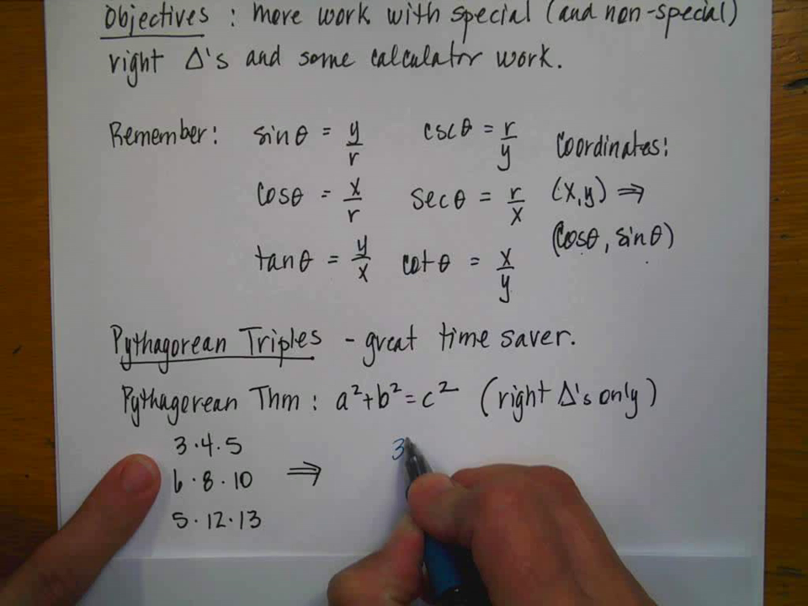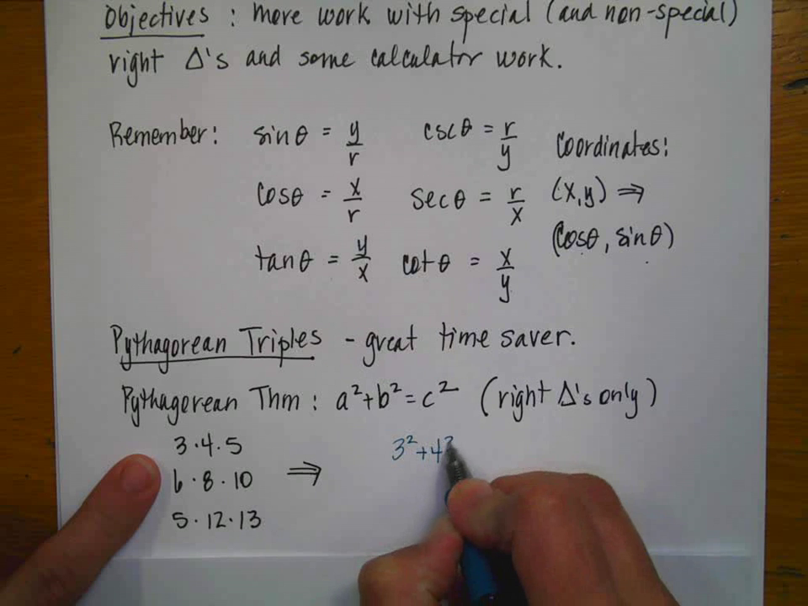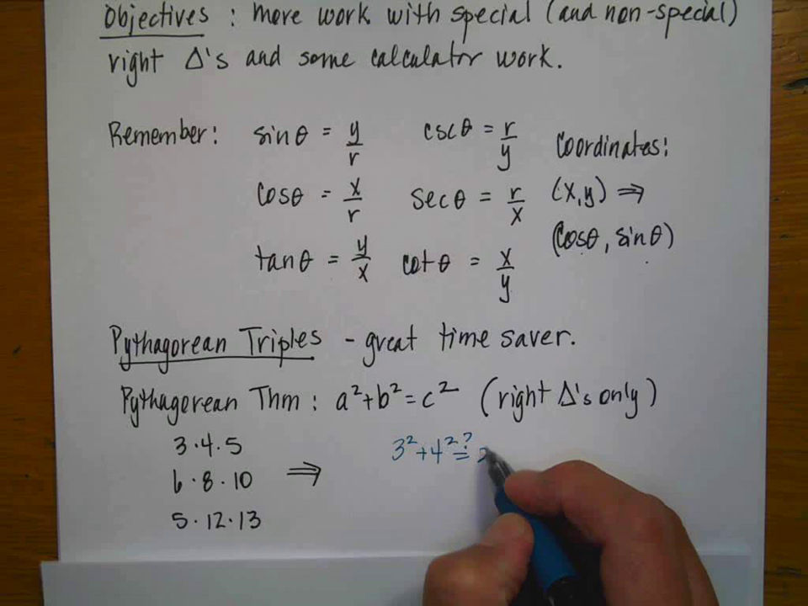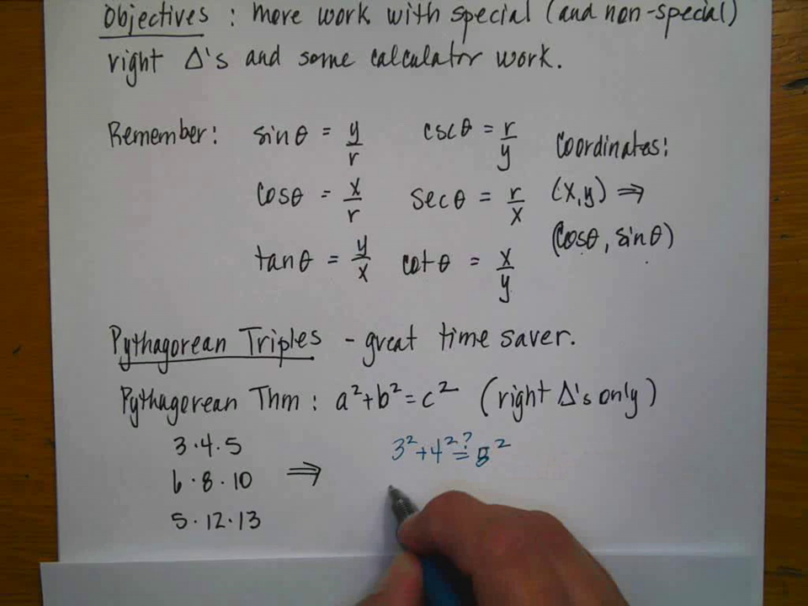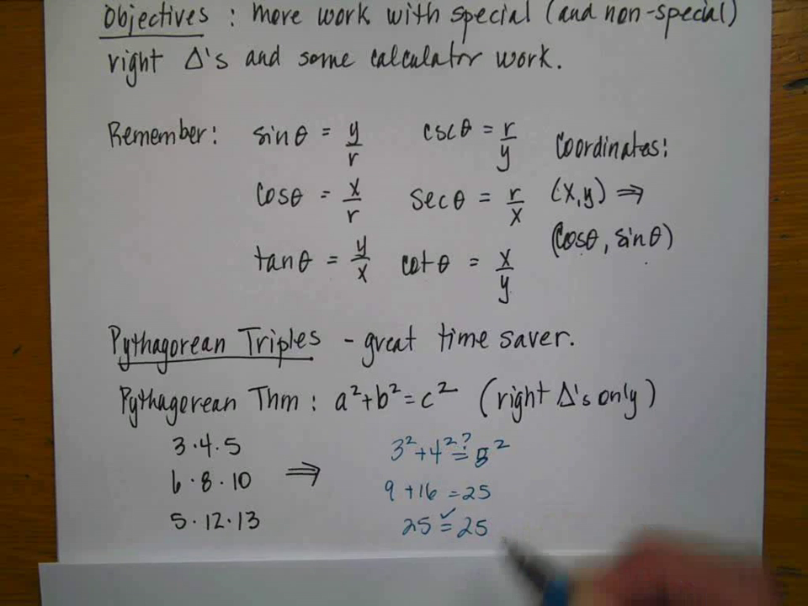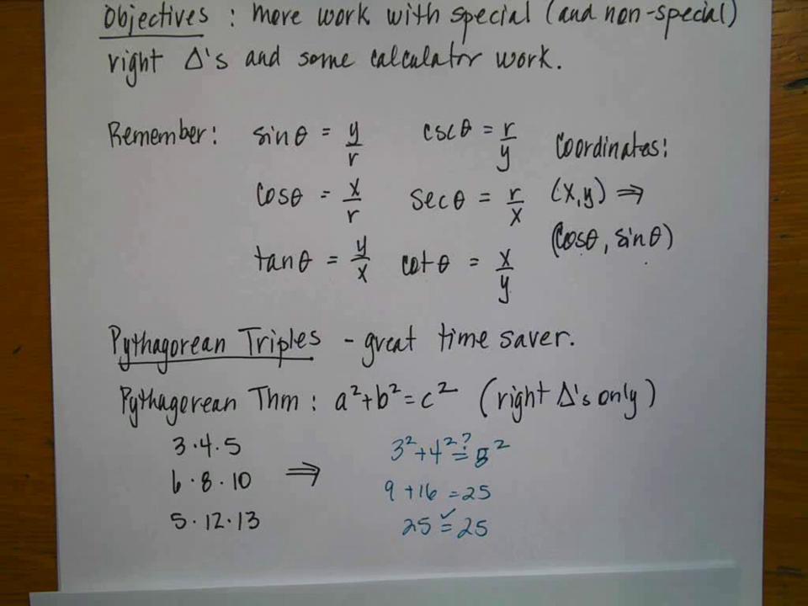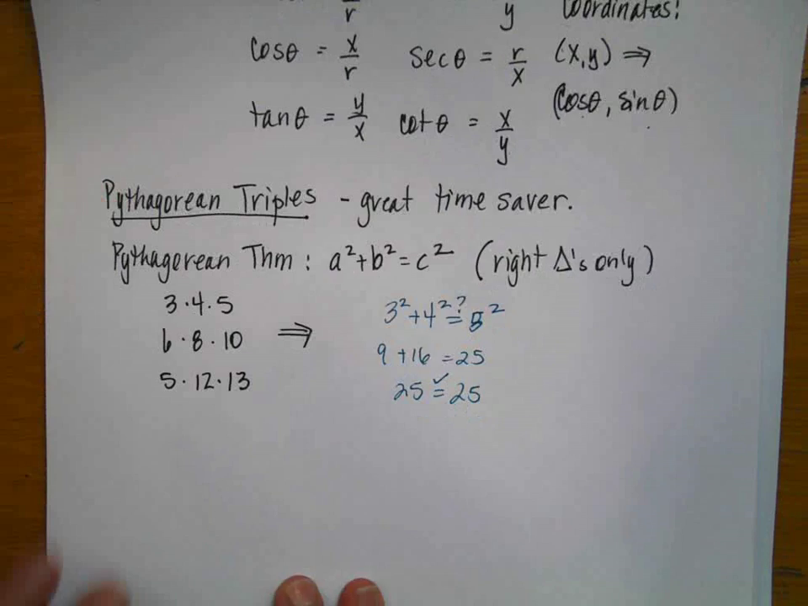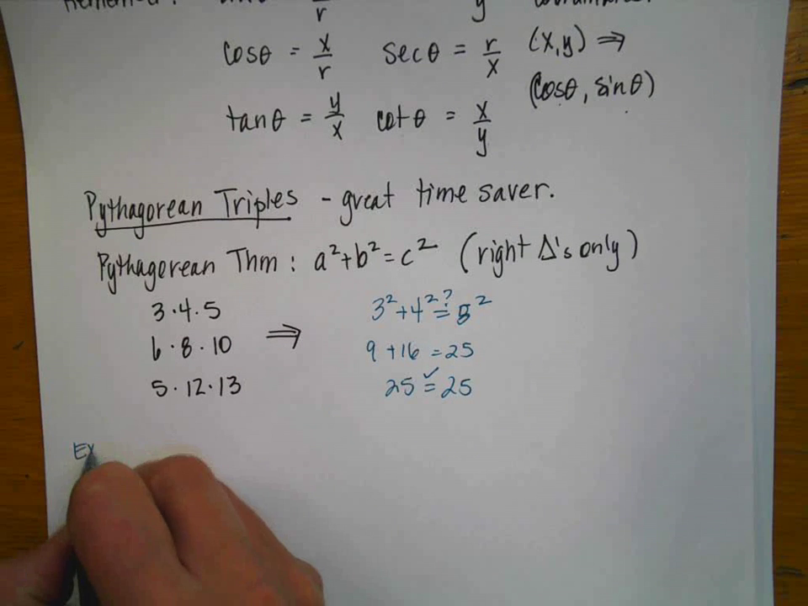So for example, if I did 3 squared plus 4 squared, and I wonder, is that equal to 5 squared? I would get 9 plus 16 is 25, and 25 does indeed equal 25. So it's really important. You don't have to memorize these. They are just something handy to know to save some time. All right, so now let's jump into our first example.